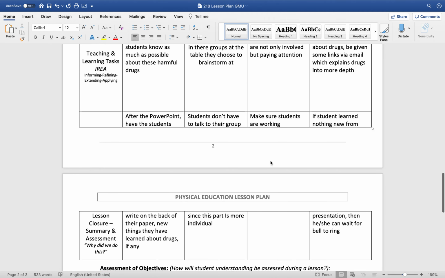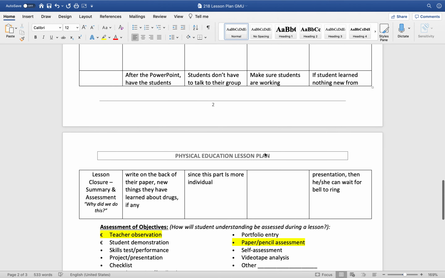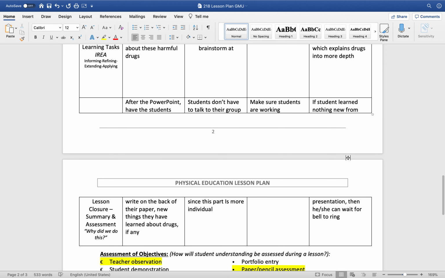And a cue would be to make sure students are working, obviously. And a modification would be if students learn nothing new from the presentation, then he or she can just wait for the bell to ring. If the student really does know that much about drugs, which there shouldn't be many, but there are, that's fine. That's awesome, actually. They can sit and wait for the bell to ring.